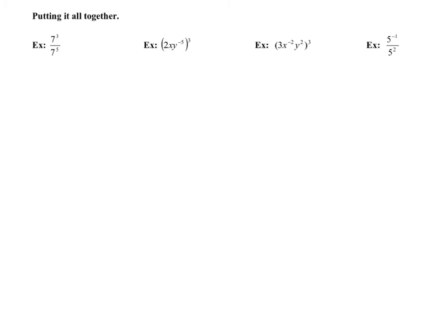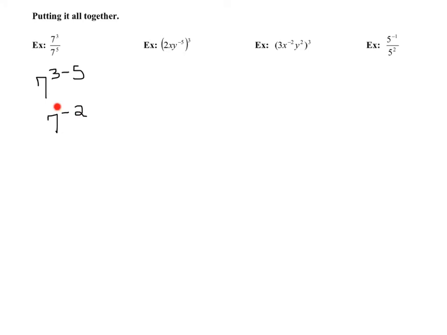On the next 2 slides, we're going to put everything together. So we'll do a couple of examples together, and then I'll have you do it on your own. On this first example, there are 2 ways to do it. Because you have 7 to the third divided by 7 to the fifth, you could apply the subtraction shortcut, which would mean to do 7 to the 3 minus 5. But then 3 minus 5 is negative 2.